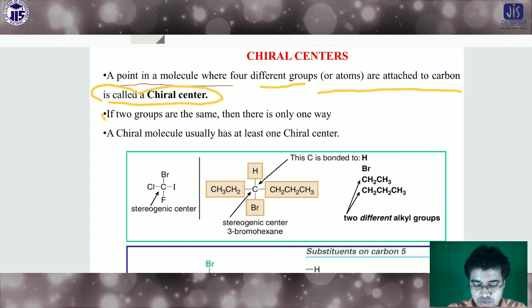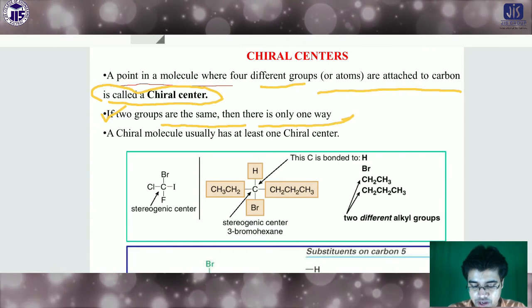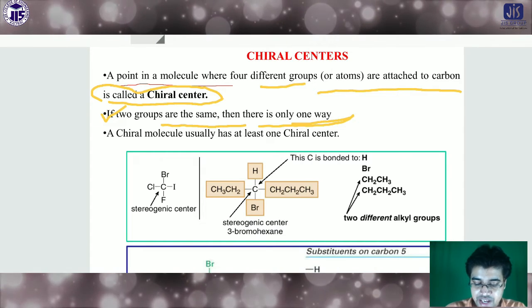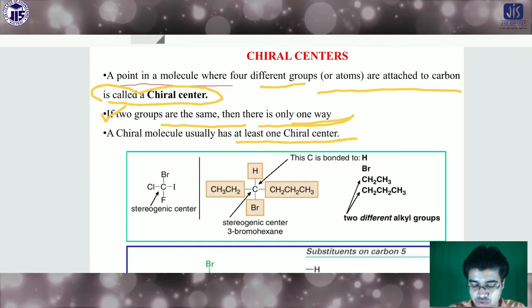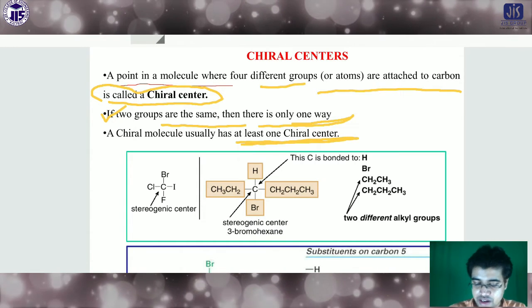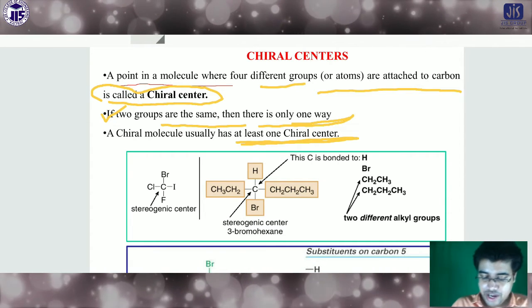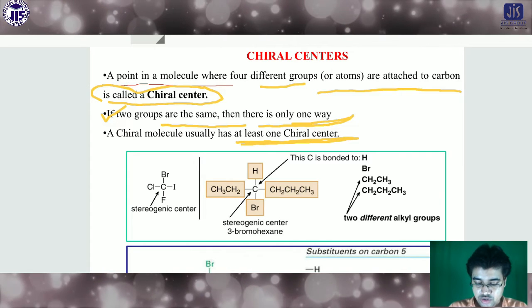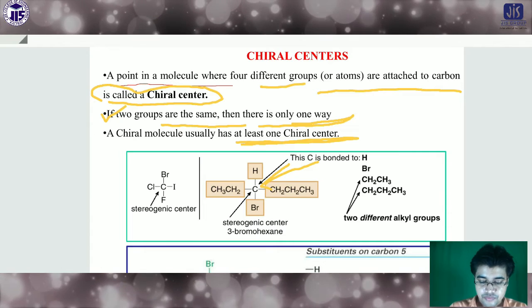If 2 groups are the same, then there is only one way. A chiral molecule usually has at least one chiral center, what I told you. So this is the example, meaning this carbon is bonded to 4 different groups. This is a chiral carbon.